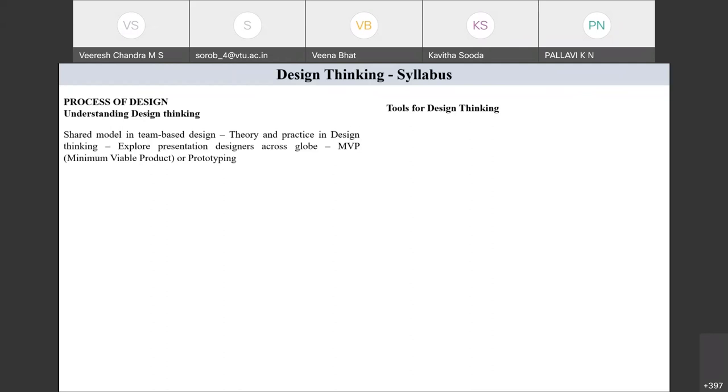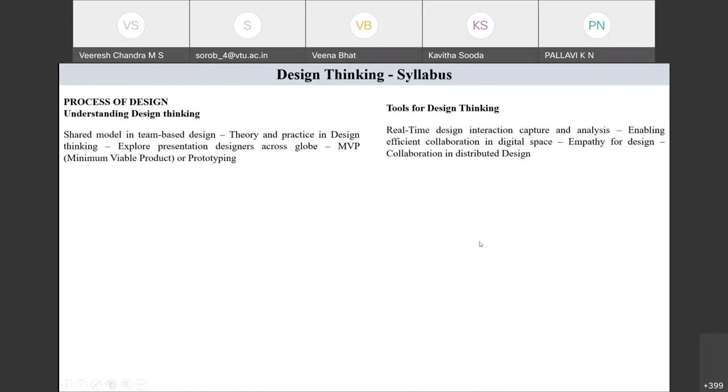Minimum viable product. So the second module is tools for design thinking. So what are the tools for design thinking? Similarly, if you search for each and every topic, I'm not going to get into the topics again, or show you how exactly you can search, because you already know how to search things.